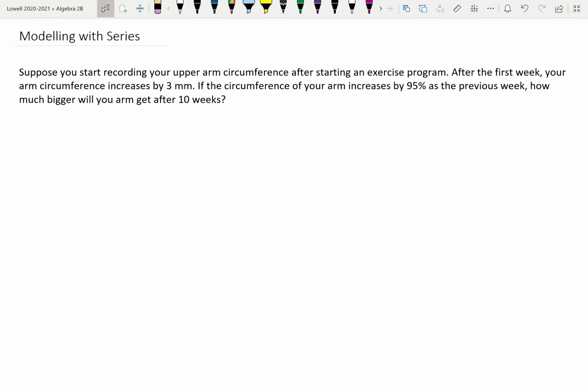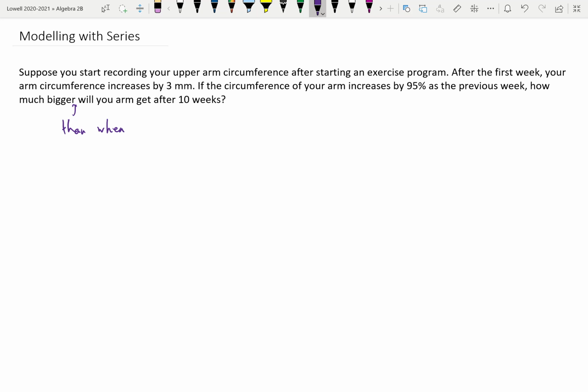People often want to have bigger arms. Suppose that after your first week of following this program, the circumference around your arm, so you're measuring around it, increases by say 3 millimeters. Let's assume then that as you keep going, every week the circumference gain is 95% of what it was last week. The question is, assuming that this is reliable and sustainable, how much bigger will your arm be after 10 weeks? And let me emphasize this: how much bigger than when you started?